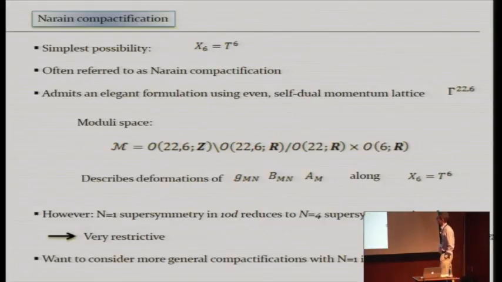Okay, and the only thing that I wanted to remember about this is not this particular form, but the fact that this is the moduli space describing deformations of the metric, of the B field, and of the gauge field along the internal space. So the metric, the B field, and the gauge field have some kind of profile along the T6, and you can vary this profile. And if you just take the standard setup, the space of profiles is parameterized by this coset space.